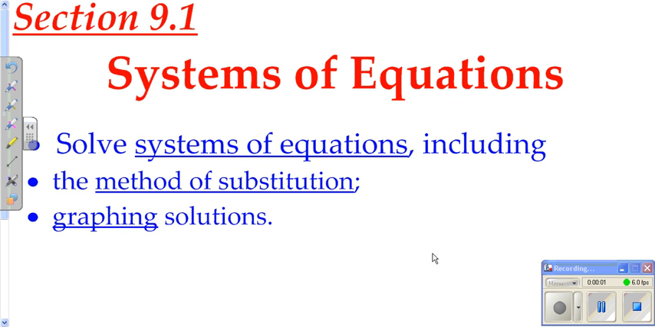We're going to look at systems of equations and inequalities. We're going to start off with a system of equations. Systems of equations are basically like two equations with two variables, or three equations with three variables, and so on. We're going to look at solving them with substitution and graphical solutions.